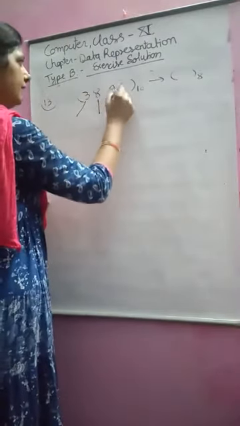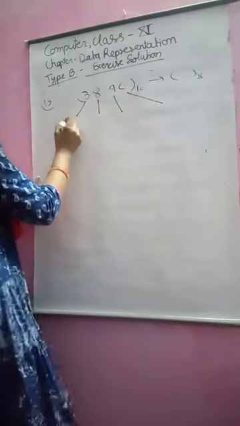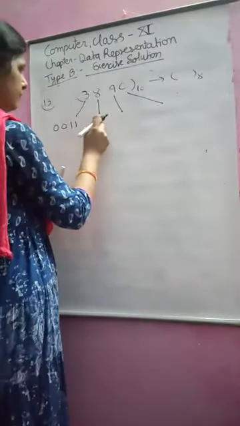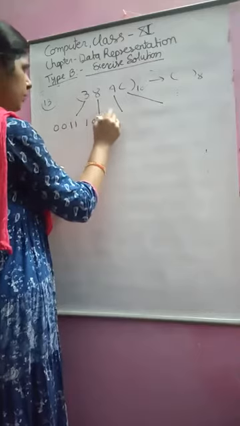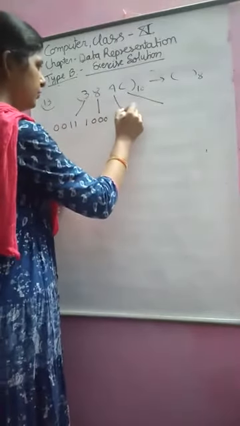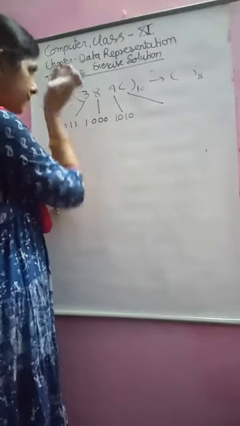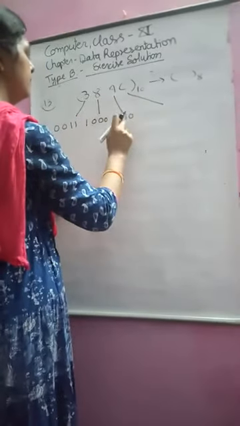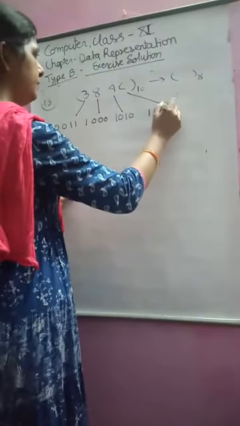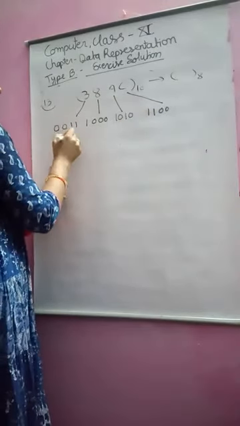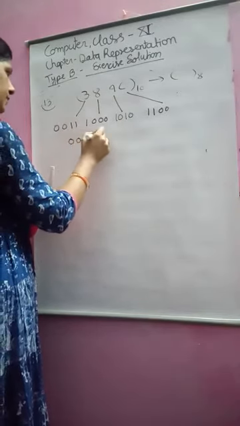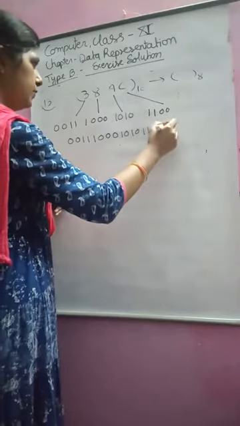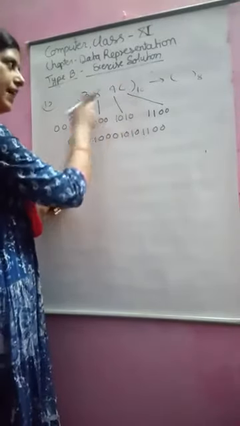Then convert, it is 4-bit equivalent binary. 3 means 1 1, that is put 2 0 here. 8 means 1 0 0 0. A means 10, yani 1 0 1 0. And C means it's 11. No, 12. 1 1 0 0. So 0 0 1 1 1 0 0 0 1 0 1 0 and 1 1 0 0. It's the binary number of this hexadecimal number.